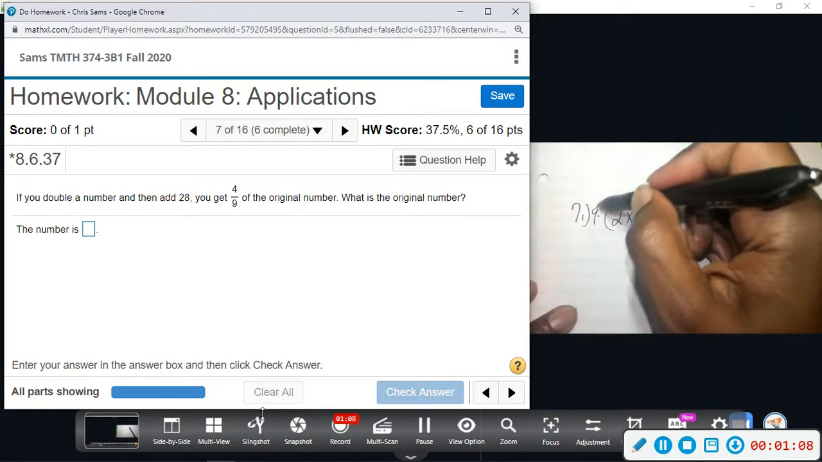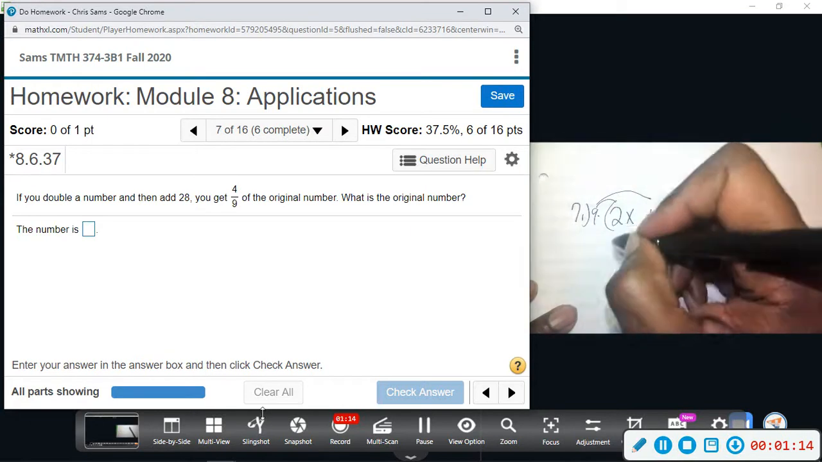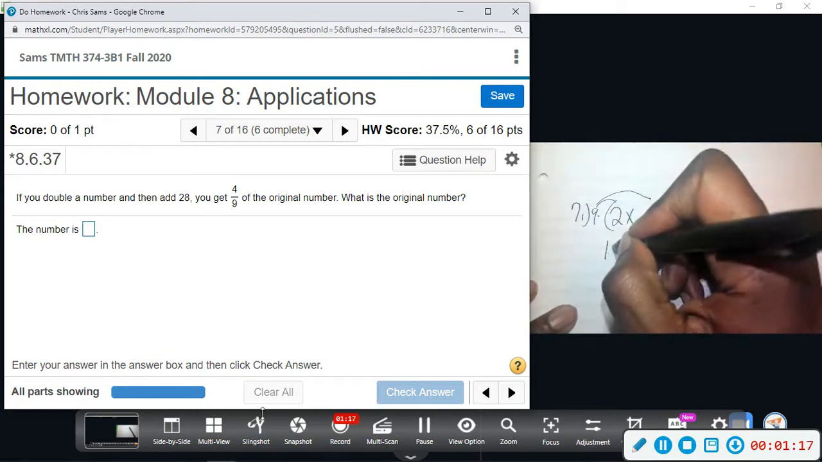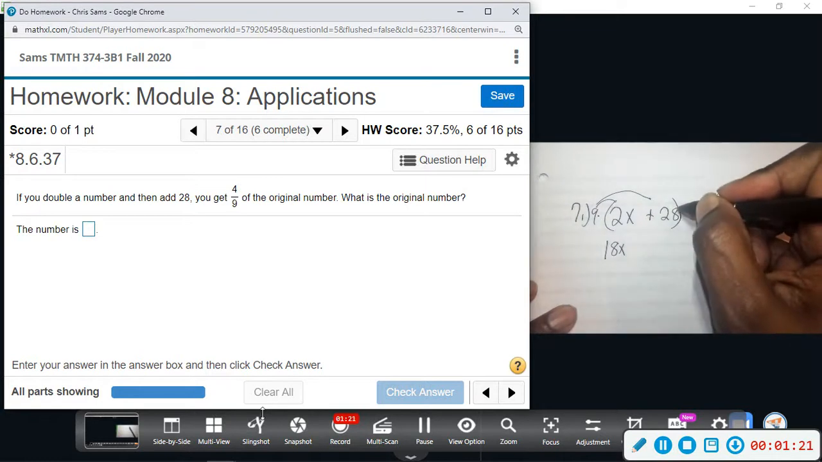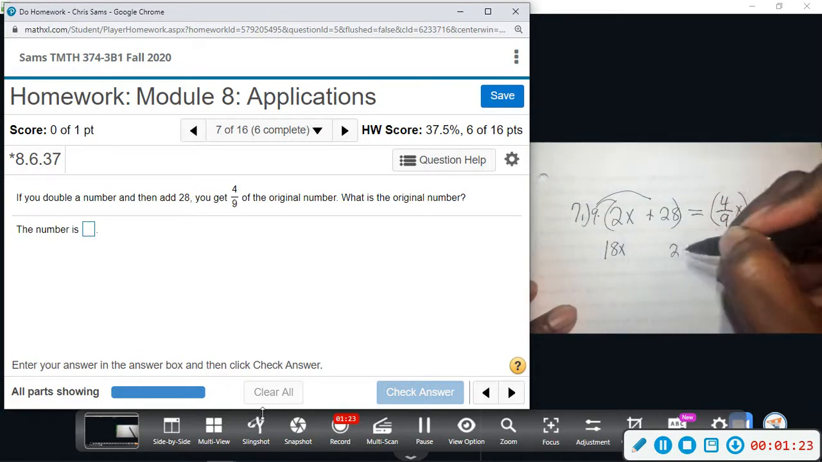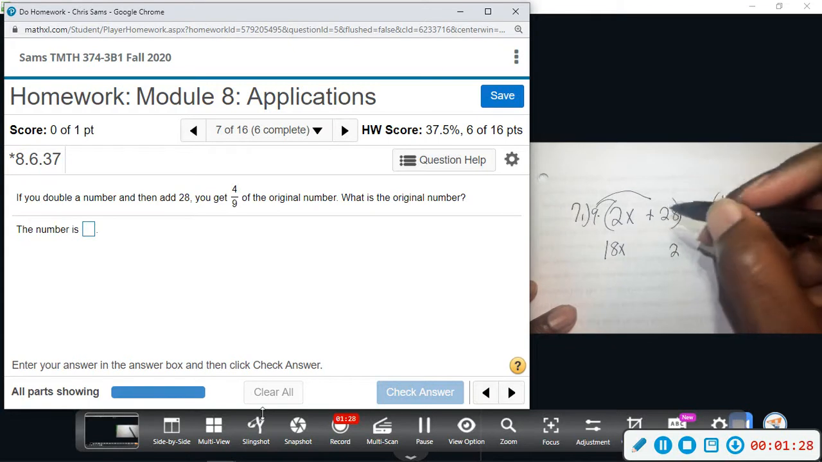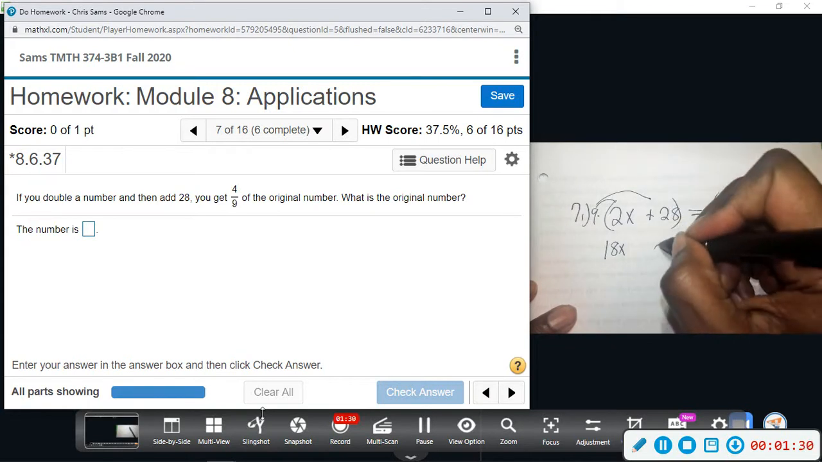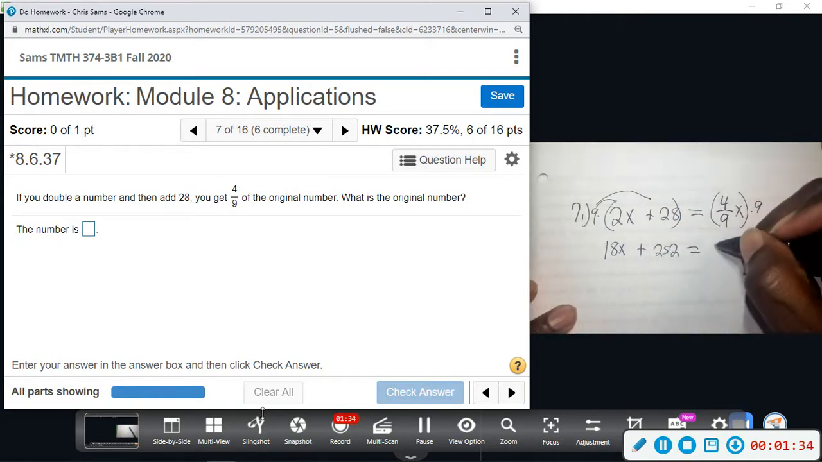Here I'm going to have to distribute the 9. Here the 9 is going to cancel out. I picked 9 because 9's on the bottom. So 9 times 2x gives me 18x. 9 times 28. 9 times 8 is 72. Carry your 7. 9 times 2 is 18 plus 7 is 25. So 252. And then equals, this will divide out, so that gives us 4x.